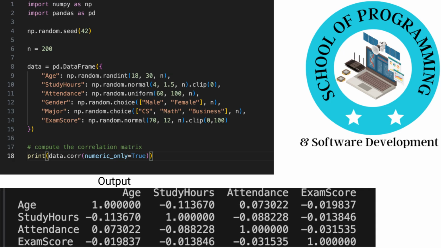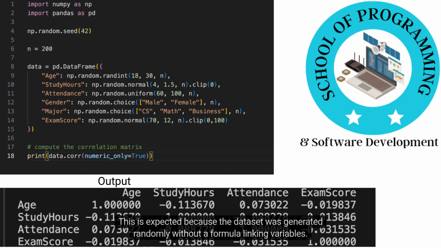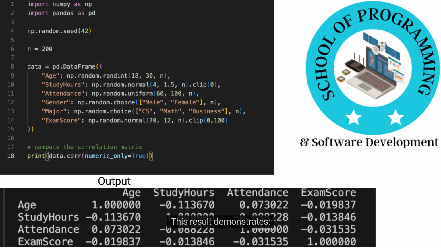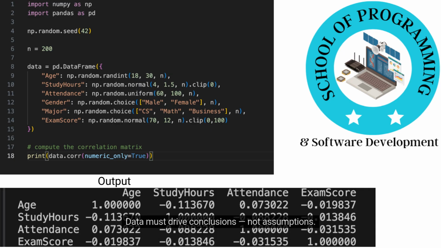Overall conclusion. Every off-diagonal value is very close to zero. That means there are no meaningful linear relationships between the variables. This is expected because the dataset was generated randomly without a formula linking variables. This result demonstrates that correlation analysis helps confirm whether relationships exist. Even if we expect study hours to affect exam scores, the data does not support that here. Data must drive conclusions, not assumptions.